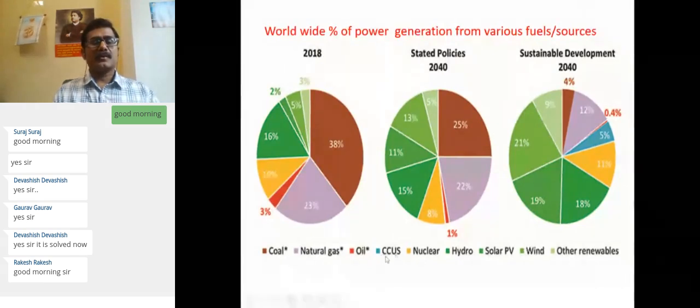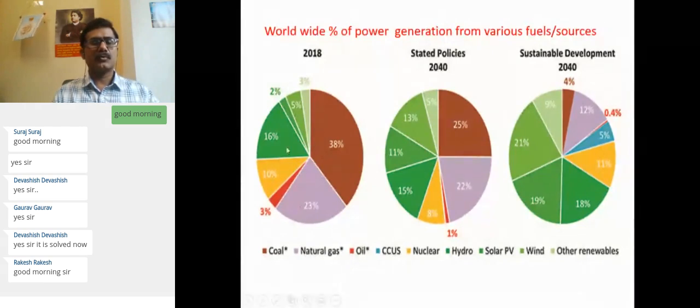And you can see this CCUS. In the pie chart which is shown there for 2018, you won't see this color or this shade in the pie chart. It is CCUS. It is not visible. It is not covered here. Is that fine? We'll see in the coming session why it is not covered here as well.